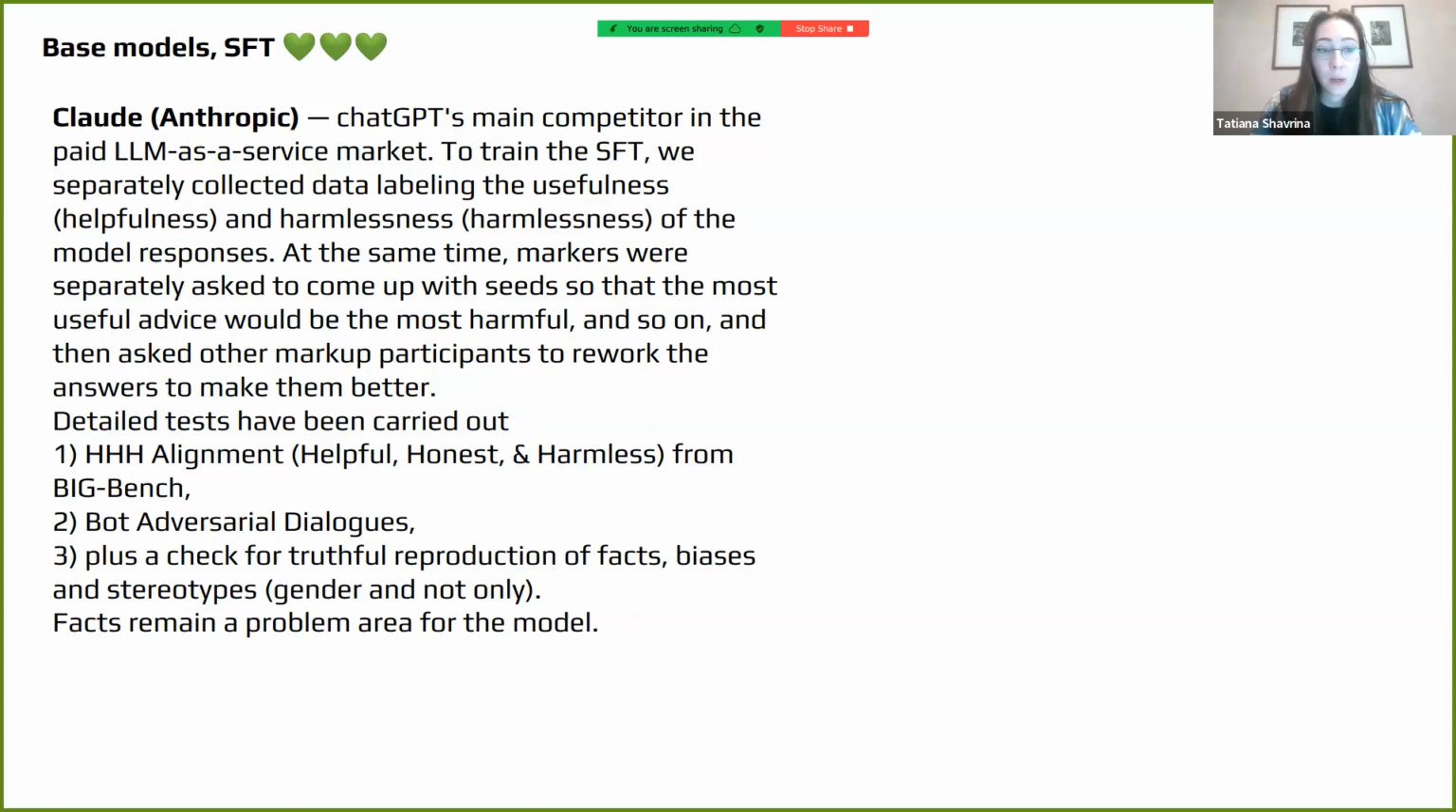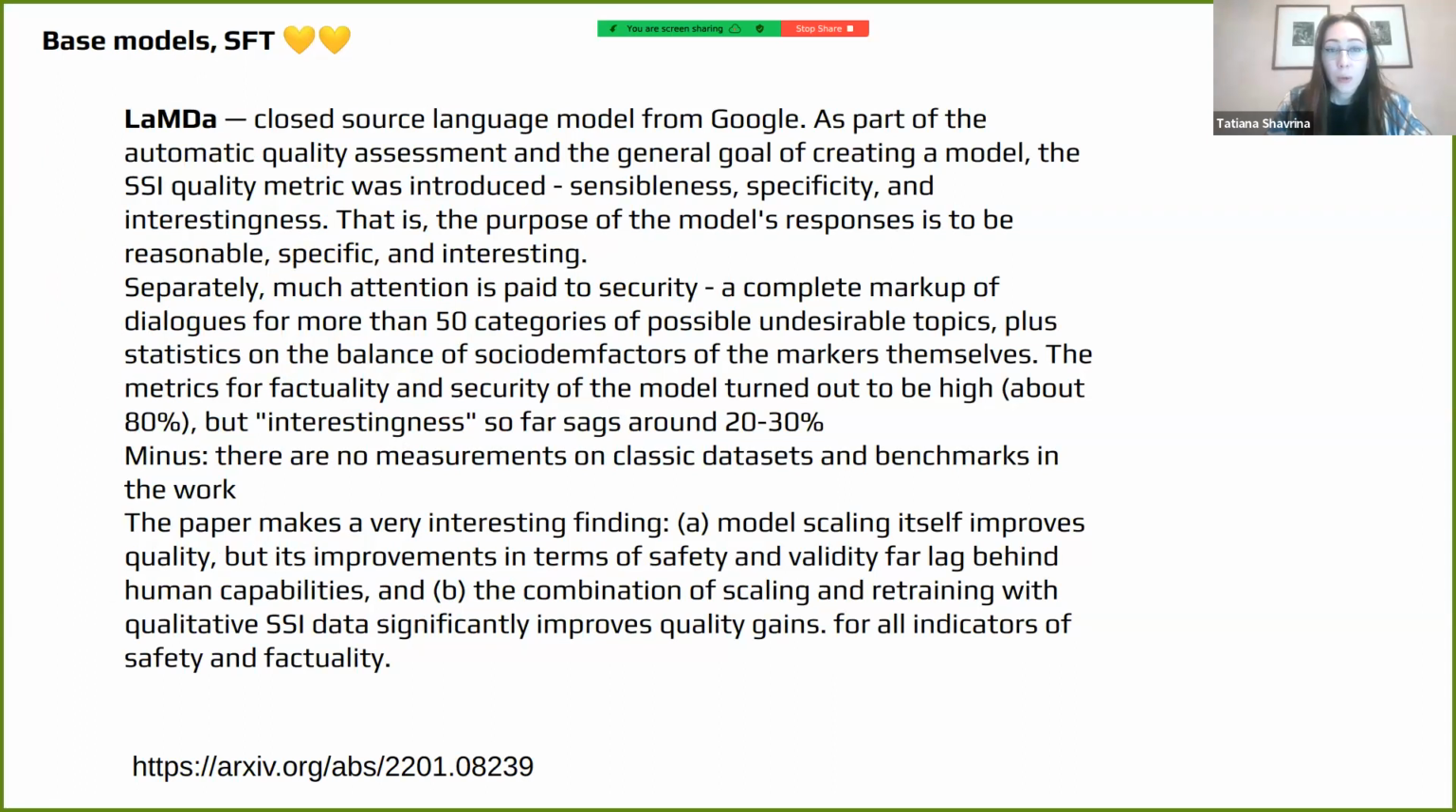They also had their own adversarial dialogues, because they had internal red teaming, trying to jailbreak the model, trying to prompt inject it, trying all the ways to prompt it to generate harmful content. And of course, they had their own task for truthful reproduction of facts and biases on their own data. However, they also covered that factual misrepresentation and hallucinations remain a problem for the model. We now dive into the rabbit hole of the models that are not that great.